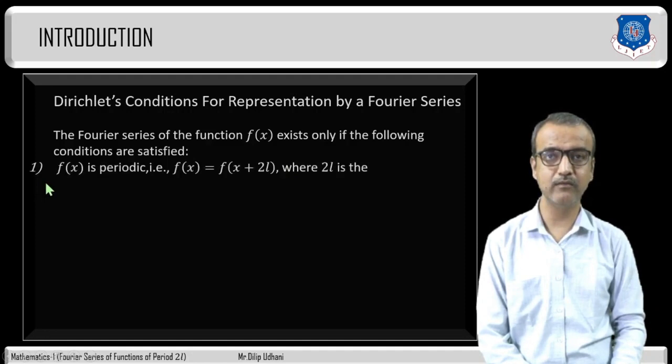Condition number 1 is f(x) is periodic. Now, what is the meaning of a periodic function? If for a function of x we have f(x) equals f(x plus 2L), where 2L is the period of the function, then we say that f(x) is a periodic function. So the first condition is the function must be periodic. Then and only then can we find its Fourier series.